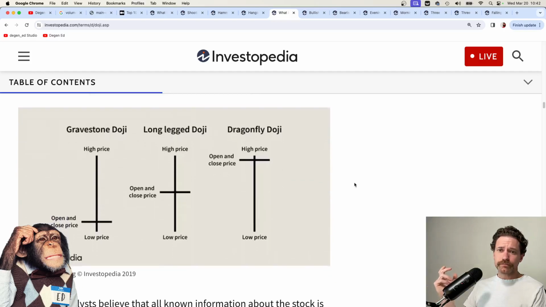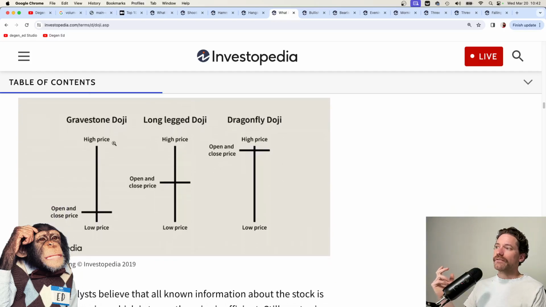Here we have a gravestone doji where you have this big wick up. This would be bearish because this suggests that sellers are exiting the position up here.